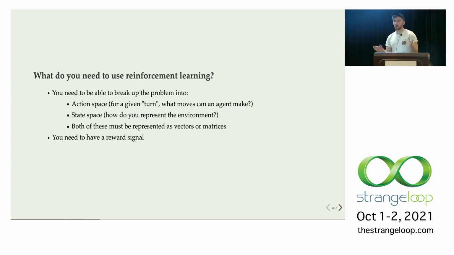So at what level of abstraction will you represent your environment? What is the agent going to get to see before it makes a decision about what to do next? And then both of these have to be vectors or matrices because that is the language of deep learning models. That's just what it is. And you have to have a reward signal.